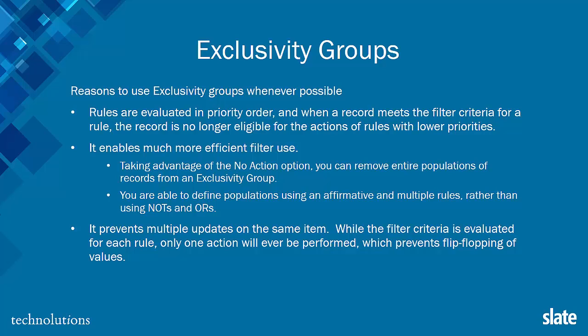So using an exclusivity group allows you to have a whole lot of different rules that may affect a single field in Slate, but by working through the exclusivity group, you're only ever going to get one value assigned. It's important to make sure that in an exclusivity group you're only ever getting one outcome, and that outcome should always be consistent.